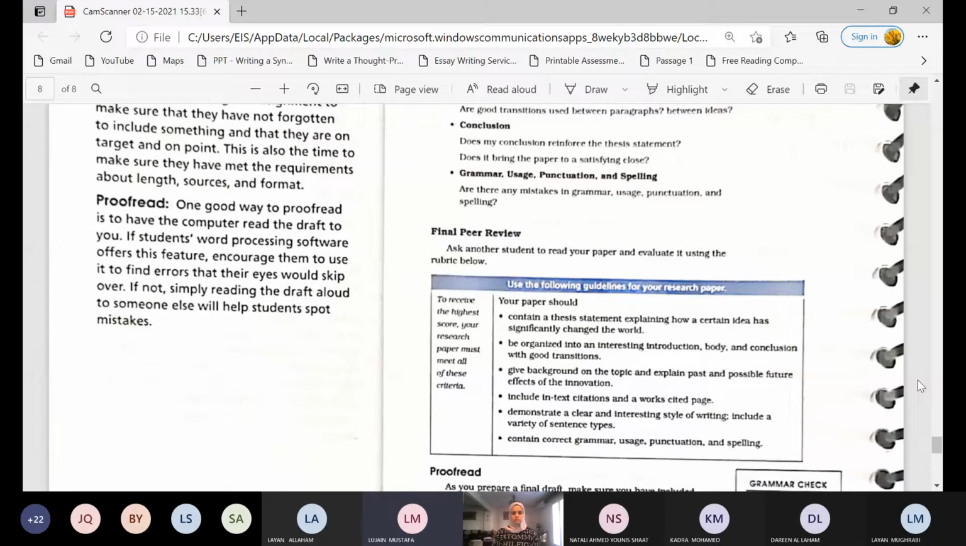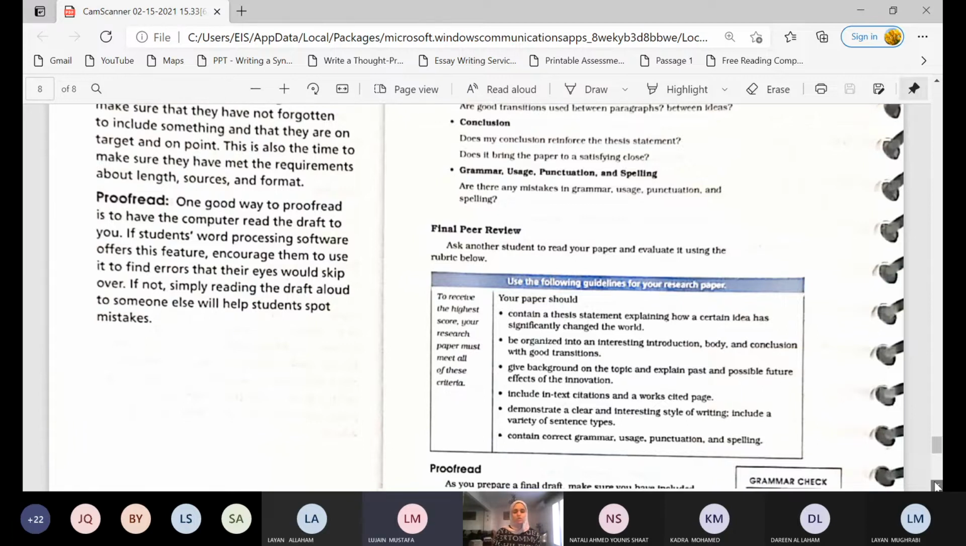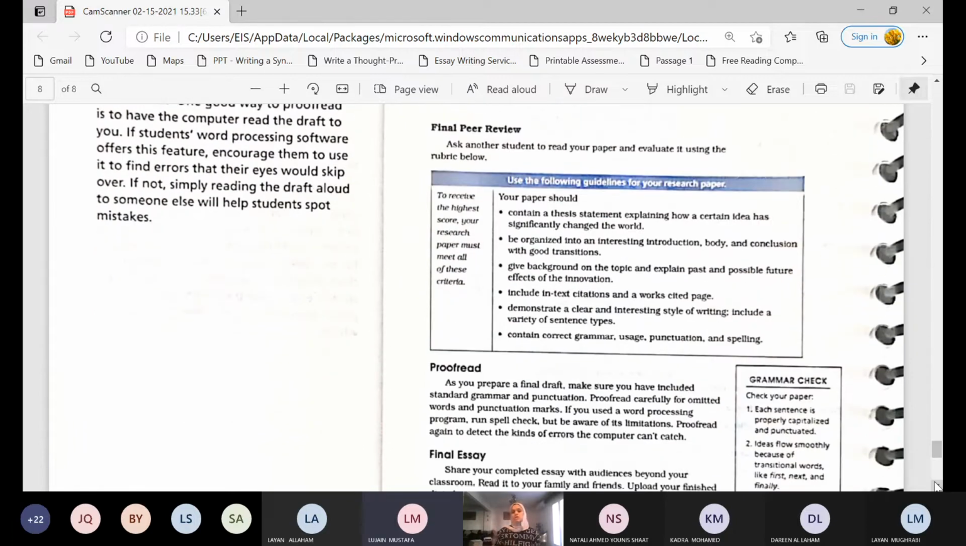Final peer review. Ask another student to read your paper and evaluate it using the rubric below. Use the following guidelines. I showed you for the narrative. Each kind of essay has a rubric.